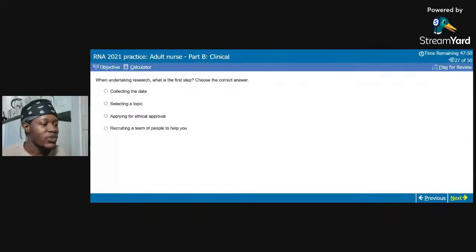When undertaking research, what is the first step? This question is very simple. When you are doing research, the first thing you need to do, of course, is to have your topic, know what you want to talk about. So option A says collecting data. No. B is selecting the topic, which I will choose. C, applying for ethical approval. No. D, recruiting a team of people to help you. No.